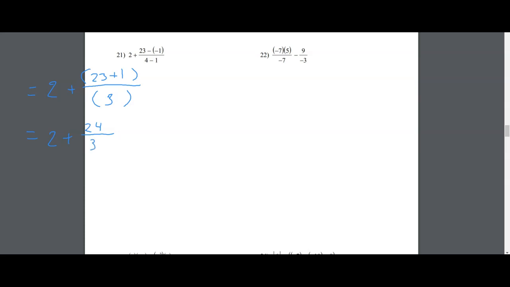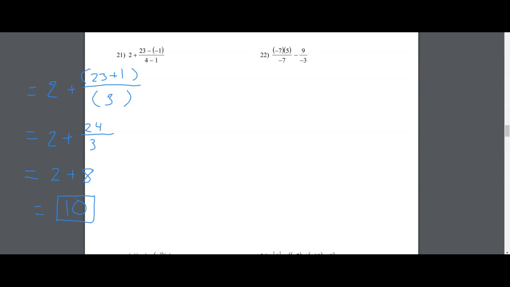Before I do any subtraction, let's do the division. So I get 2 plus 24 divided by 3, which is 8. And then 2 plus 8 is equal to 10. So we get 10 here as well.